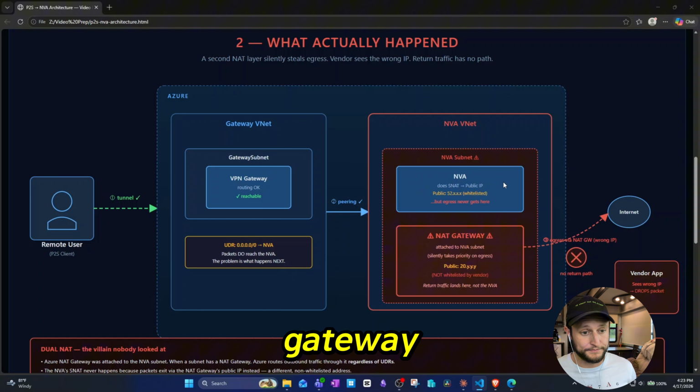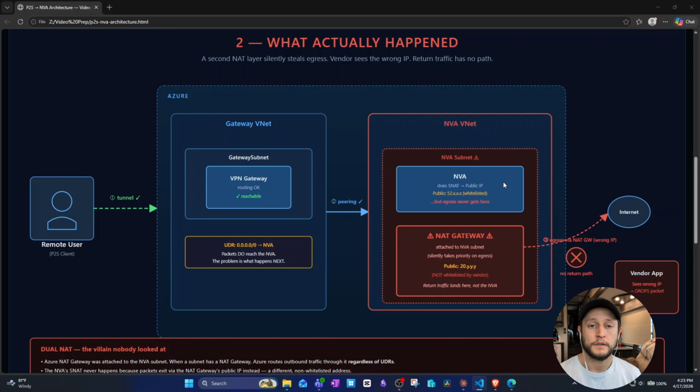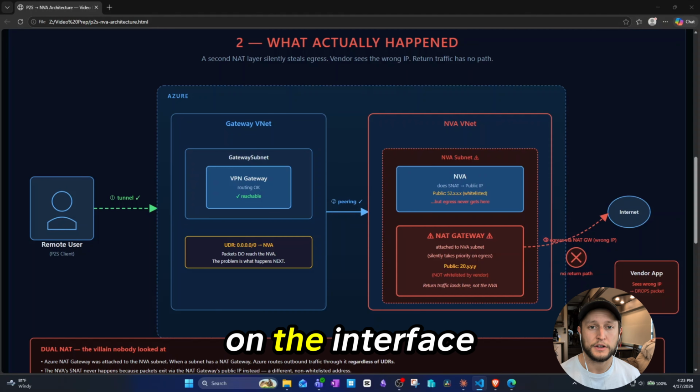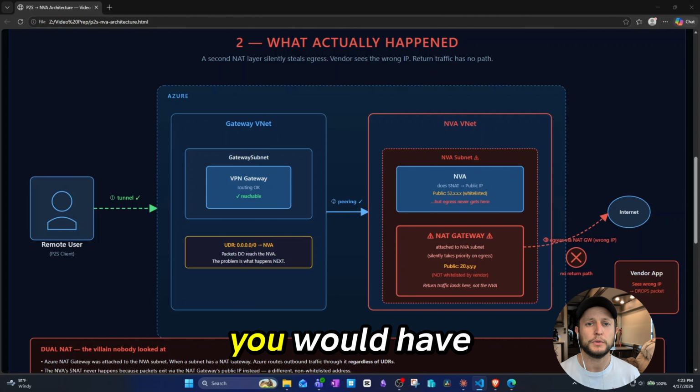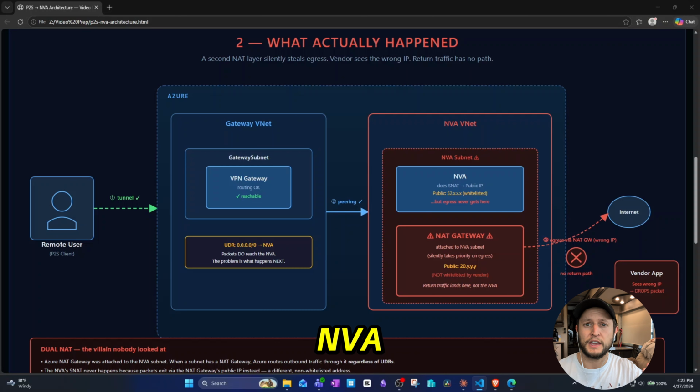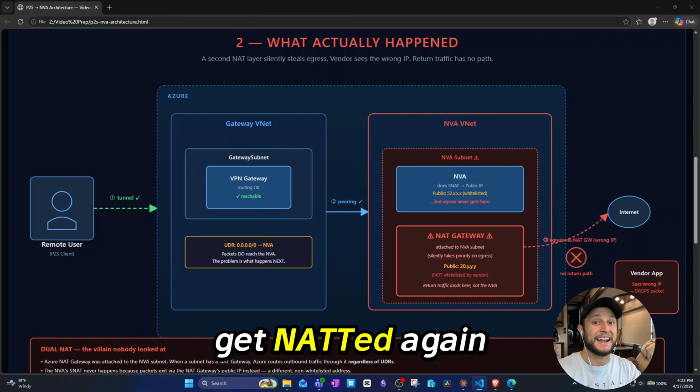The NAT gateway. And if you work in the Azure space, you'll know that if you have a NAT gateway attached to a resource, if you have a public IP on the interface, it's not going to take priority. The NAT gateway is going to take priority. So we essentially have NAT gateway taking over, but even if it was working, you would have a dual NAT situation. So traffic would go out the NVA, get natted, go out the NAT gateway, get natted again.